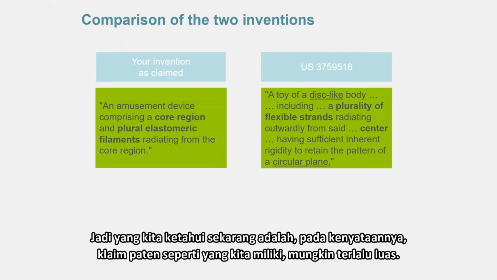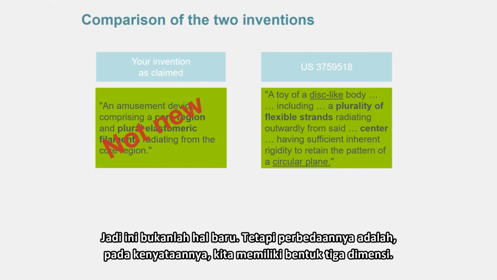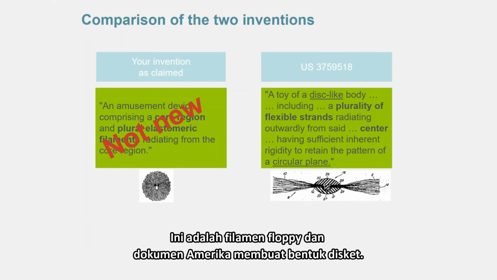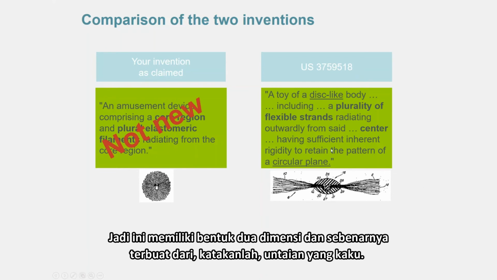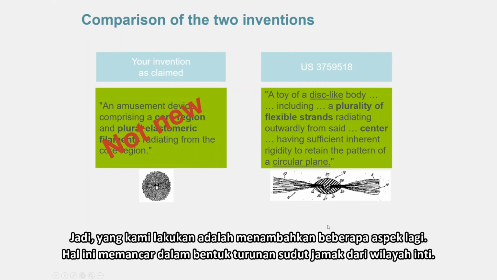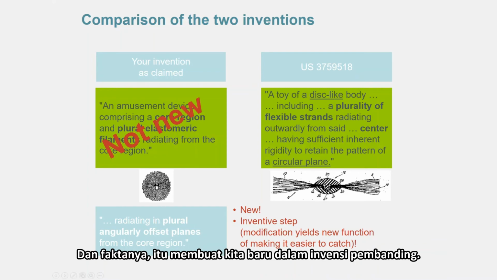So what we now know is that the patent claim as we had it was maybe too broad, so it is not new. But the difference is we had a three-dimensional form. These are floppy filaments, and the American document is making a disc shape form, so it has a two-dimensional form, and it is made of rigid strands. So what we are doing is adding some more aspect. It is radiating in plural angularly offset planes from the core region. And that makes us new to the state of the art that we found.